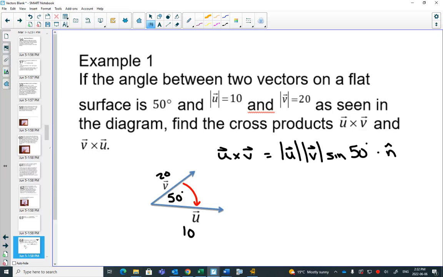So we calculate this. We go to our calculator. This is going to equal the length of u, which was 10, times 20 times sine of 50. So we'll get the value here. We'll go 10 times 20 times sine of 50. Make sure that my calculator's in degrees, and it's not. 153.2.